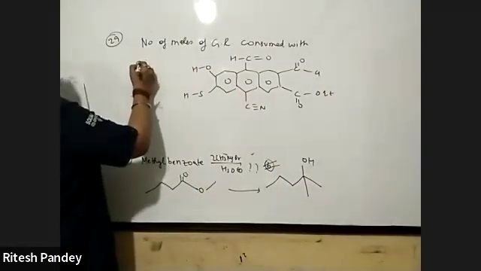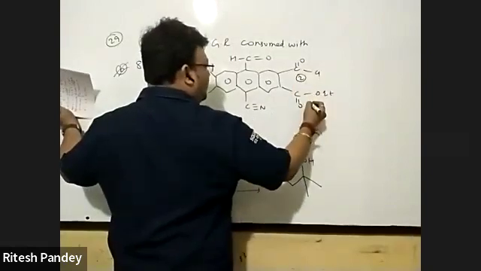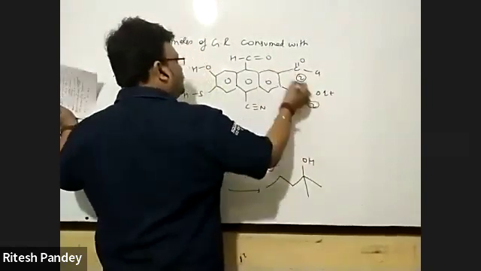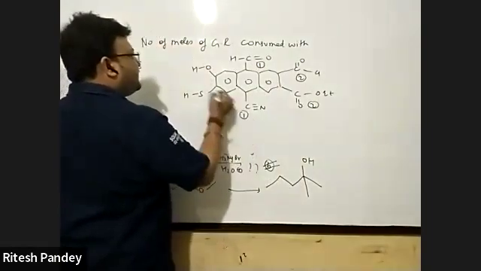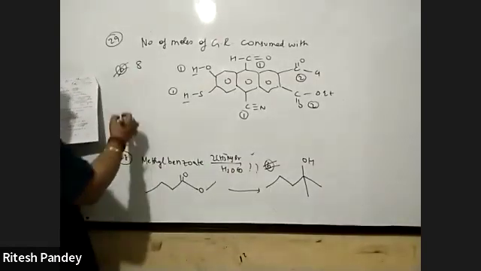8 indeed is the right answer, which is option B. And I think you all are getting it right. Here 2 moles will react, here 2 moles will react. 2 to 4, 5, 6, and these are hydrogens. These two hydrogens would again waste Grignard. 2 to 4, 5, 6, 7, 8 is the right answer.